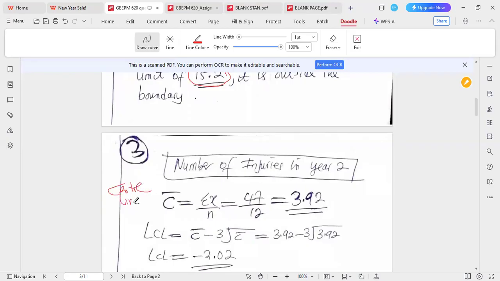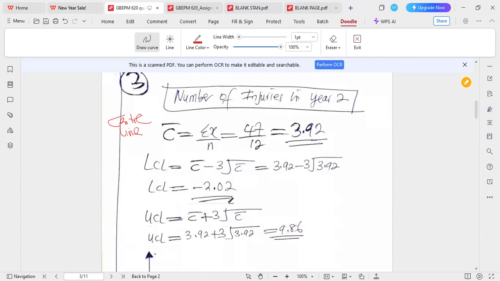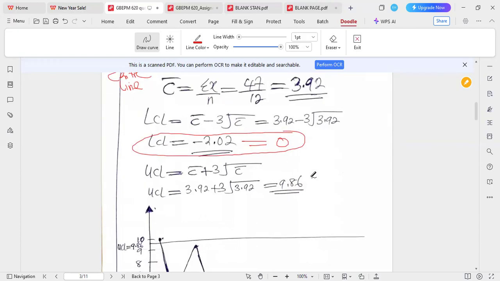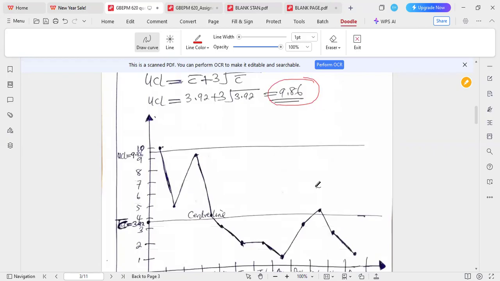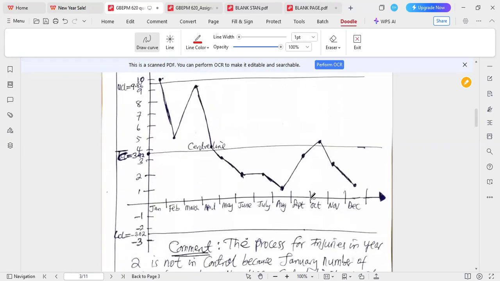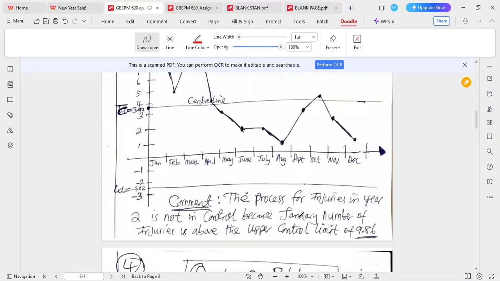So we have this as our center line, which is 3.92. The lower control limit is negative, or is equal to 0. It's negative. Upper control limit is 9.86. Then we are plotting here for the process for injuries in year two. It is not in control because January's number of injuries is above the upper control limit of 9.86.